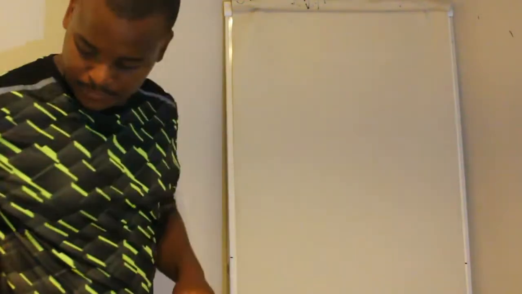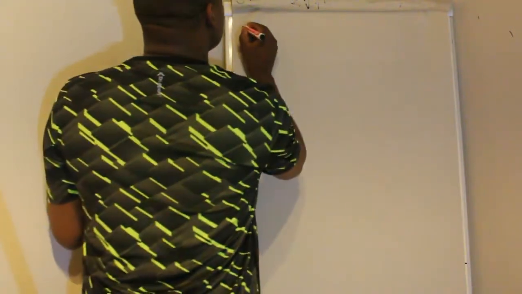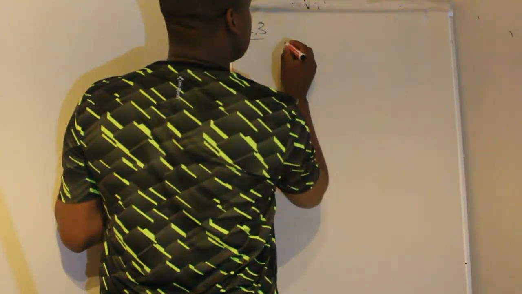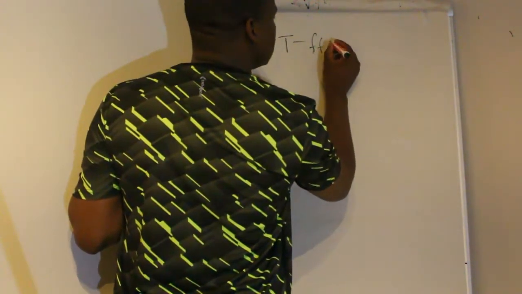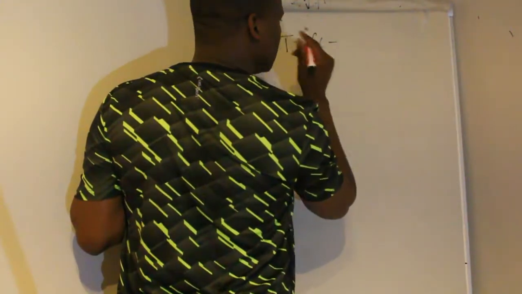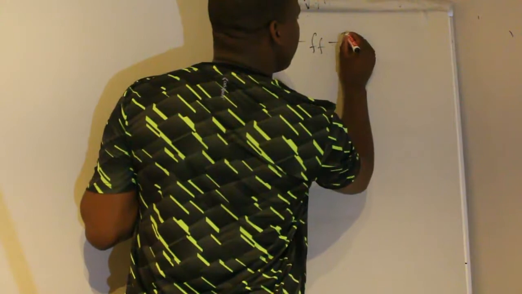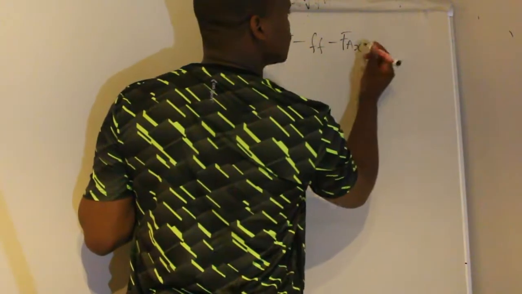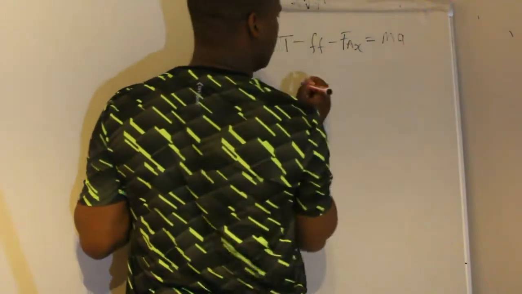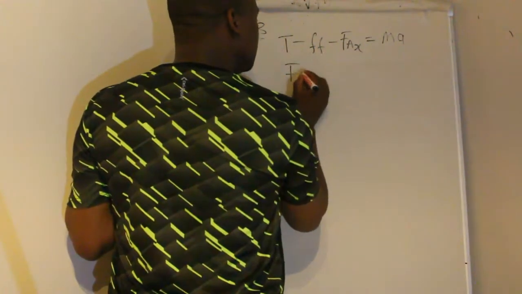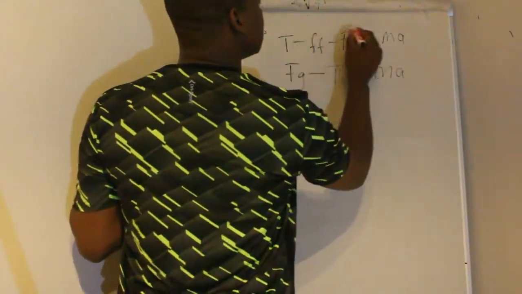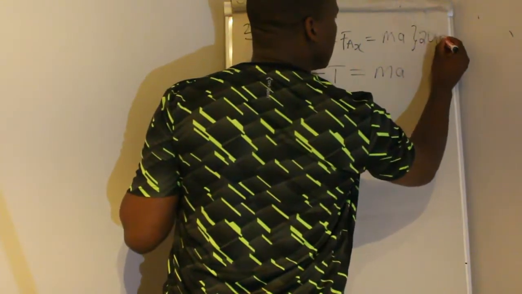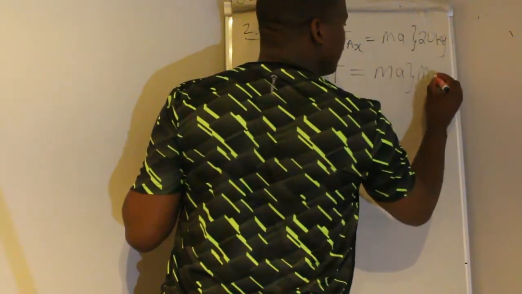To continue with this, it's 2.3. So now we know that T minus frictional force minus FA, the force applied, which is the X component, equals MA, and FG minus T is equal to MA. The first one is for the 20 kg block, and the second one is for the M kg block.